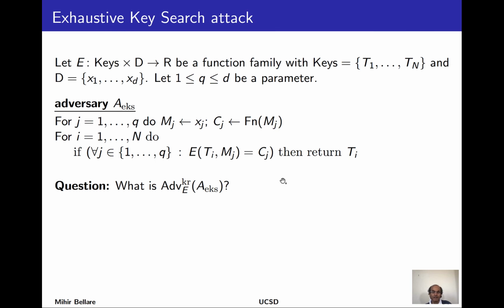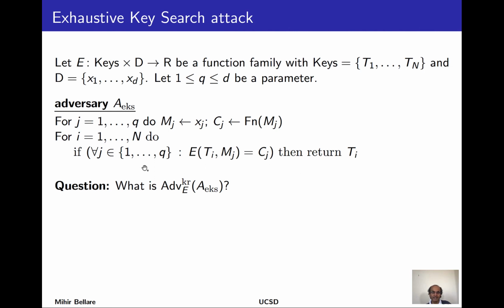Okay. But now it has to output its guess for what the key is, because it's trying to find the hidden target key. How is it going to do that? It's going to say, I'm just going to try all these keys one by one. So it will have a for loop going through all of these keys, and for every key, it will do a certain test. And if that test succeeds, it'll say, I think that's the right key, and I'm returning it. So the first time the test succeeds, it's done. That's the key it'll return.